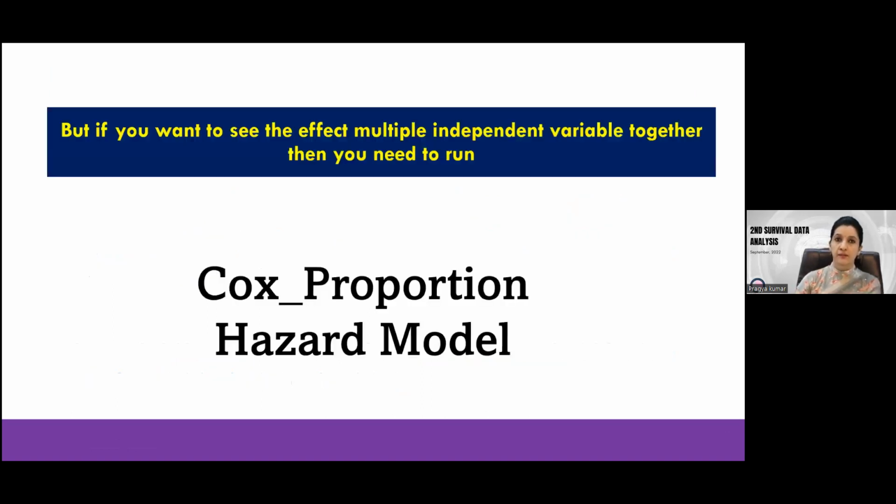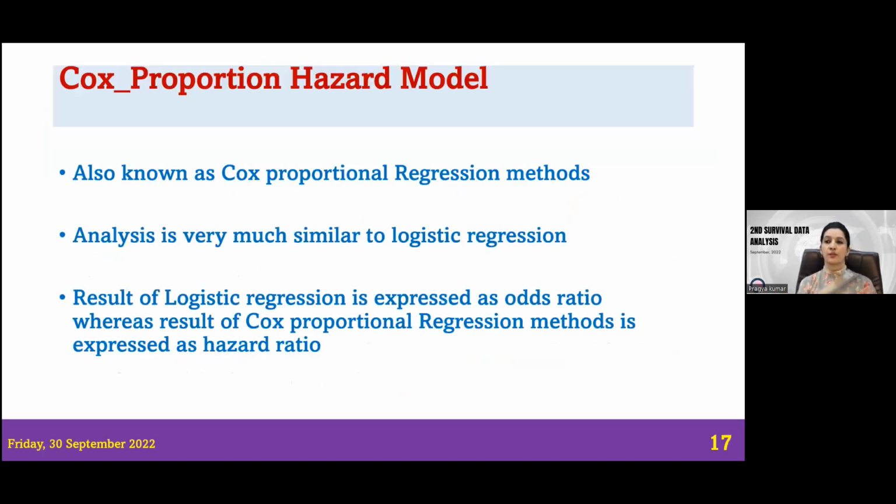But if I want to understand the effect of multiple independent variables together, then you need to know the Cox proportional hazard model. This Cox proportional hazard model is also known as the Cox proportional regression method, because many times people ask, are these two the same? So yes, the Cox proportional hazard model is also known as the Cox proportional regression method.